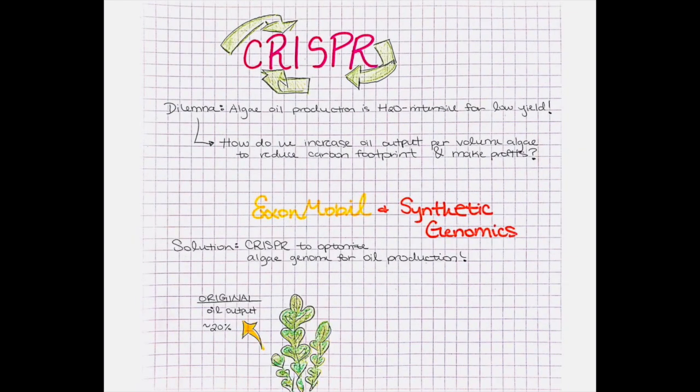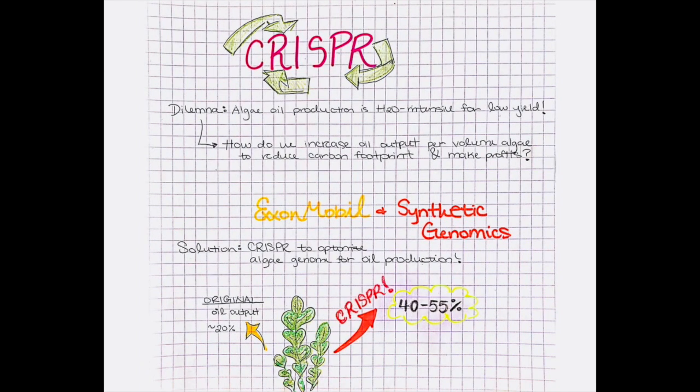Well, ExxonMobil, which is a big oil corporation, teamed up with Synthetic Genomics, which is a biotechnology company in La Jolla, to use CRISPR to optimize the algal genomes for lipid production. And by using CRISPR-Cas, they were able to boost lipid yield from 20% to 40 to 55%.